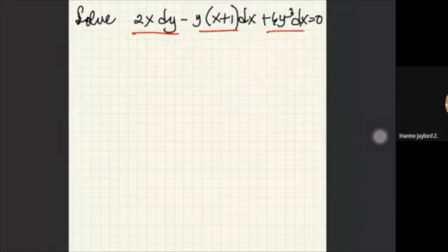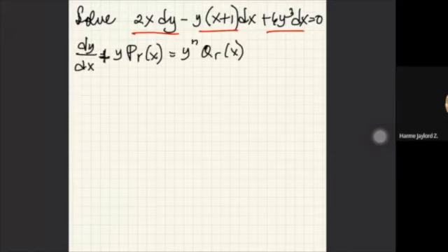So what are we going to do? We also need three terms because if you recall, class, our template depends on what your dependent variable is. Say, if your dependent variable is y, this is our template. So this is the case where your dependent variable is y. Now, let us see what our dependent variable is here in this differential equation. Now, take note, you have 2 dx.